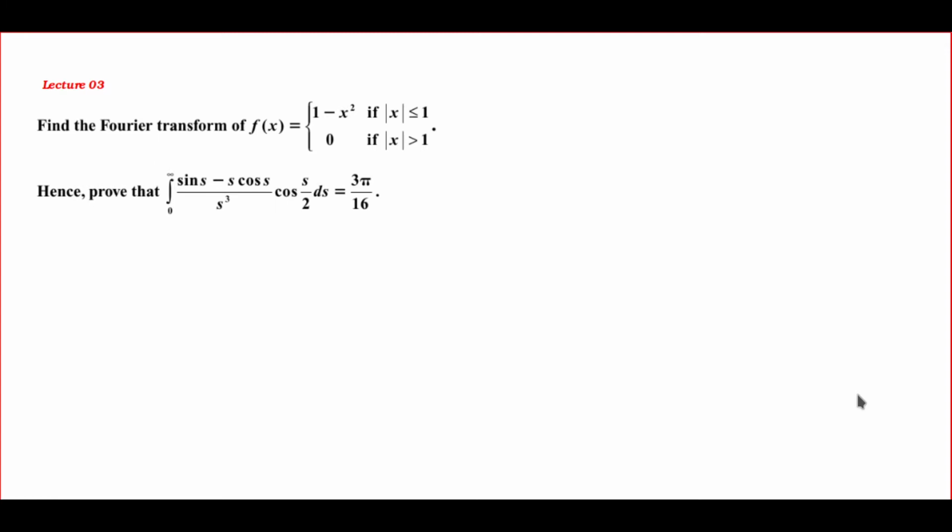So the question is: find the Fourier transform of f of x equal to 1 minus x square whenever mod x is less than or equal to 1, and otherwise it's 0, and hence prove that the integral from 0 to infinity of (sin s minus s cos s) divided by s cube into cos s by 2 ds equals 3 pi by 16.